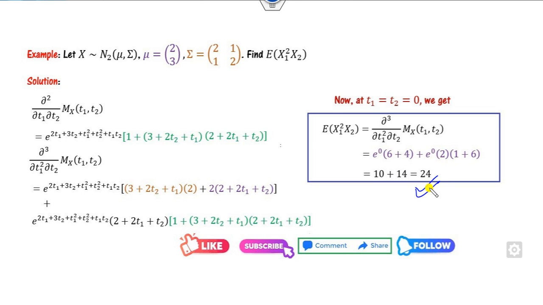So this is the way you can find the moment generating functions and its moments in a simple manner.